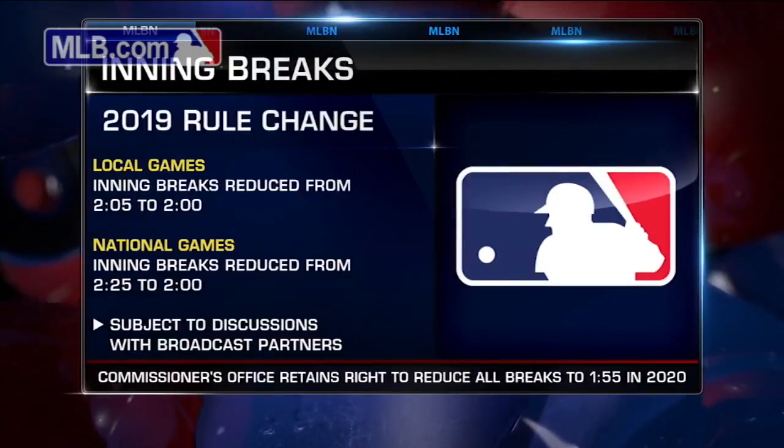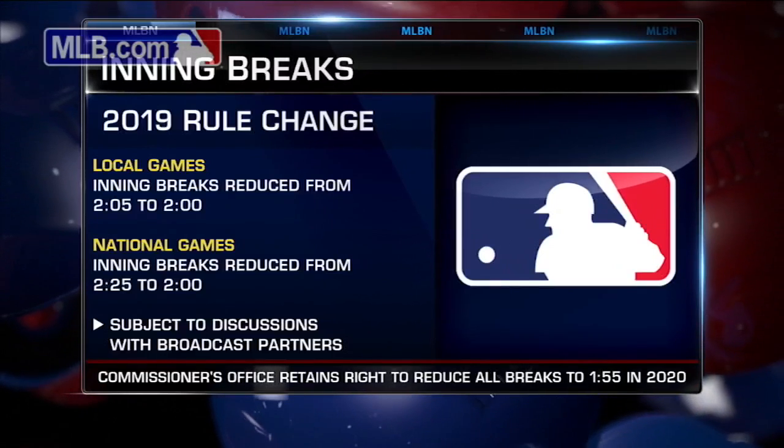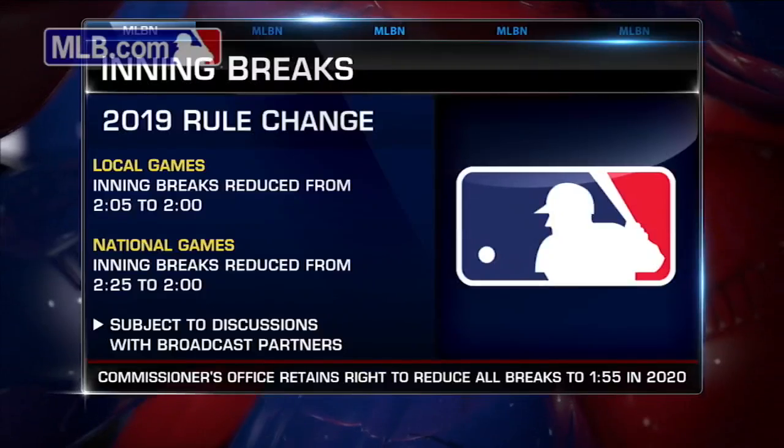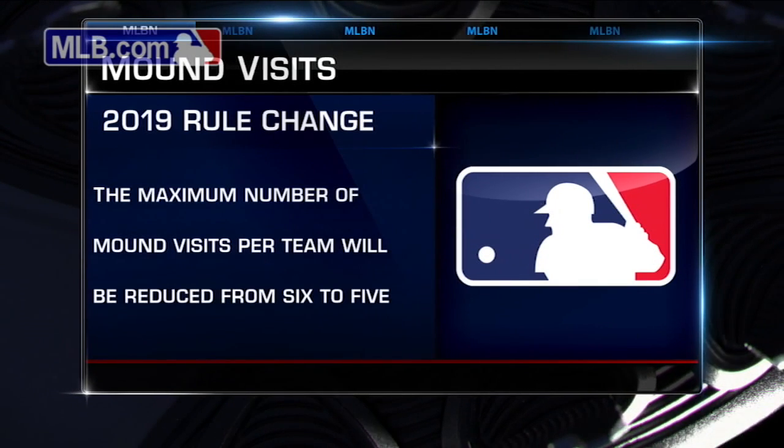First off, inning breaks. For local games, the inning breaks are going to be reduced from 2 minutes and 5 seconds to 2 minutes. For national games, the inning breaks are going to be reduced from 2 minutes and 25 seconds to 2 minutes. The maximum number of mound visits per team will be reduced from 6 to 5.